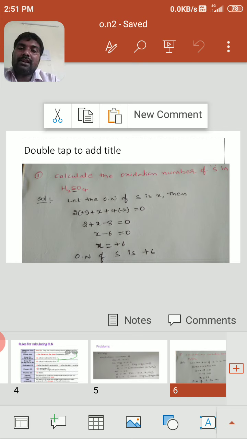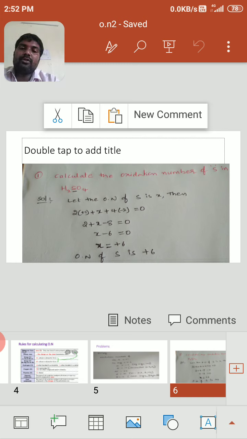But we know the oxidation numbers of the remaining two atoms. What are they? Hydrogen and oxygen. The common oxidation number of hydrogen is +1 and oxygen is -2. Now look at another rule. For neutral compounds, that is, not charged compounds, and sulfuric acid is a neutral compound, the sum of the oxidation numbers of atoms is equal to 0. Sum means adding.